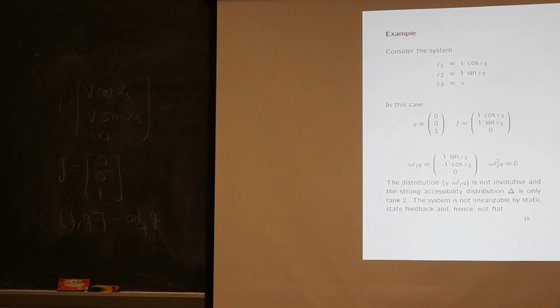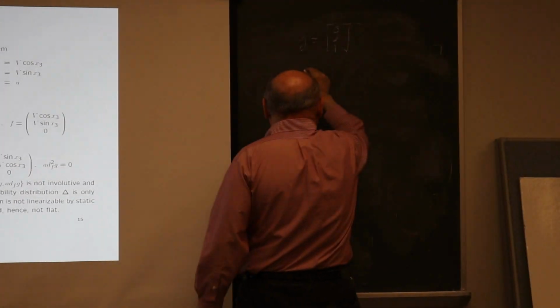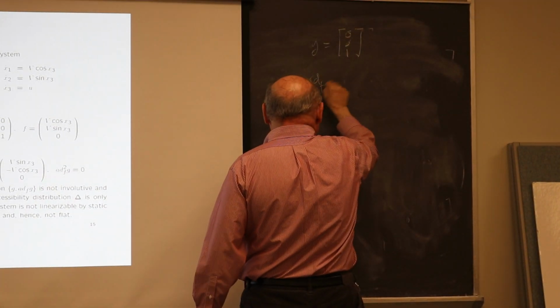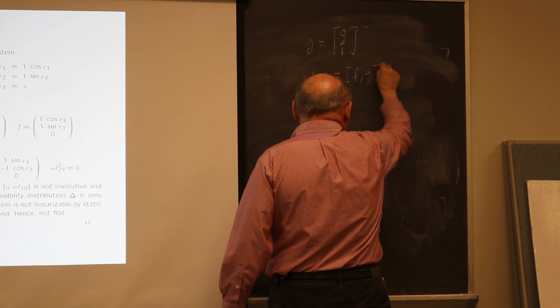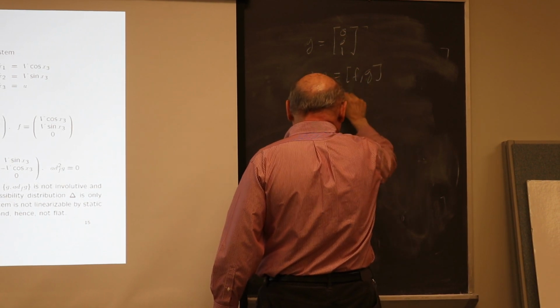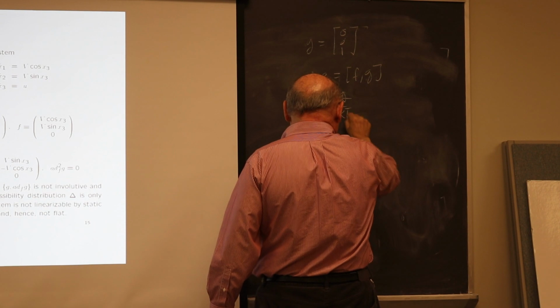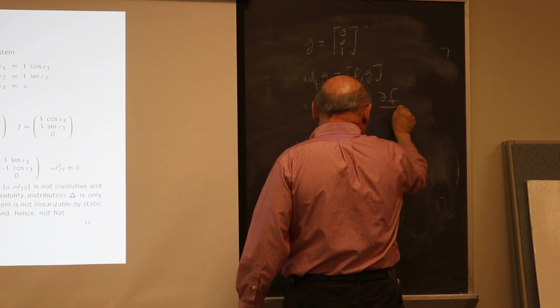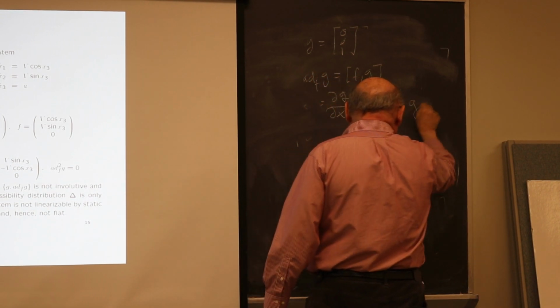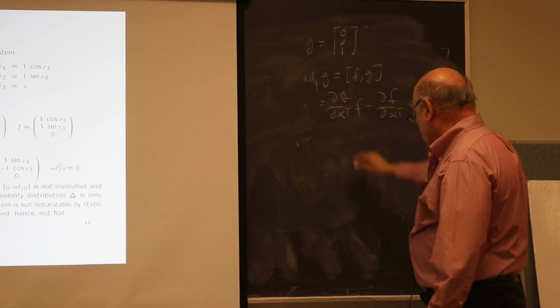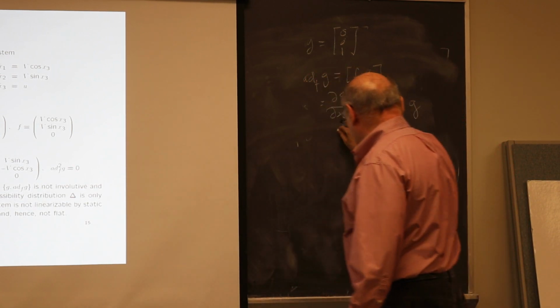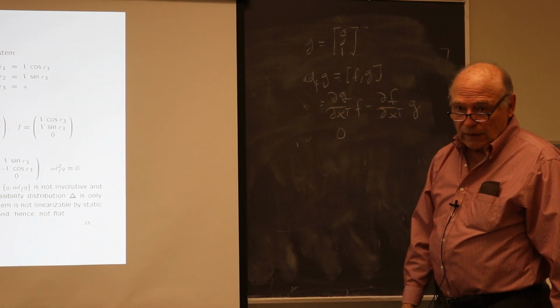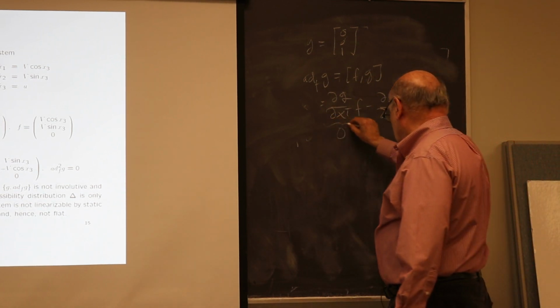Let's say g is just 0, 0, 1, and ad fg is the Lie bracket of f and g. And the Lie bracket of f and g is the partial of g with respect to all the coordinates times f minus the partial of f with respect to all the coordinates times g. So who is this gradient of g? If g is 0, 0, 1, this gradient is 0. It's a vector 0. So this is 0.